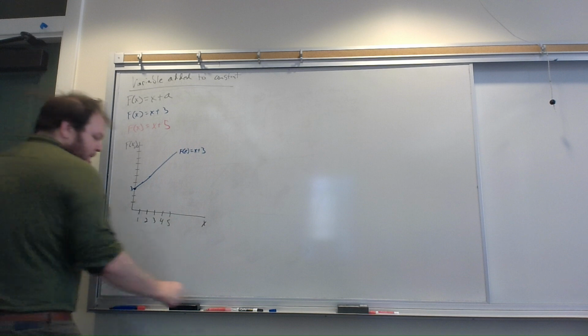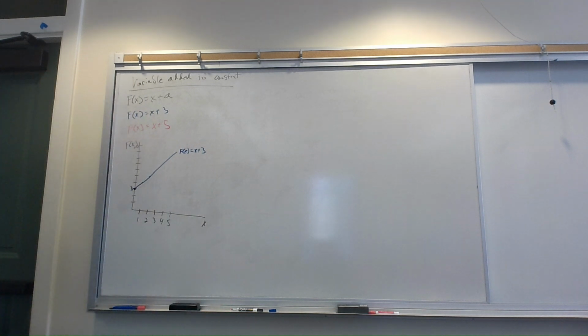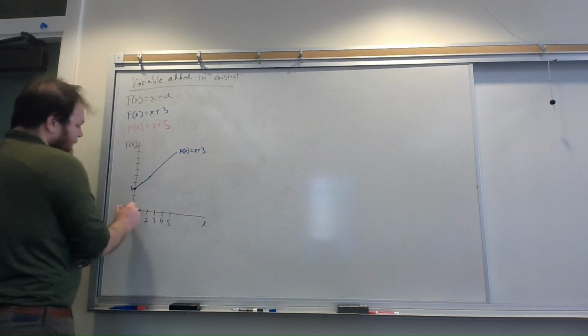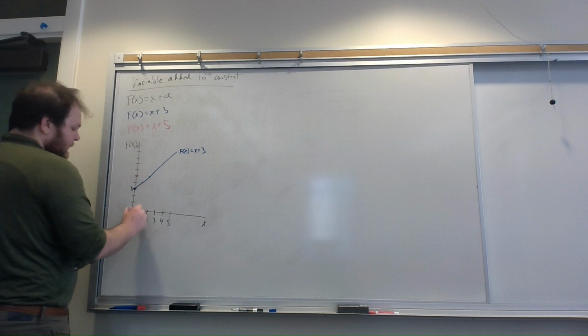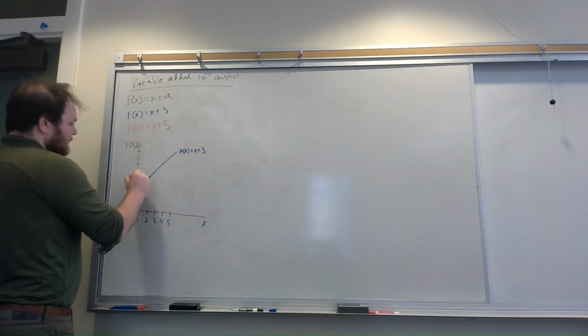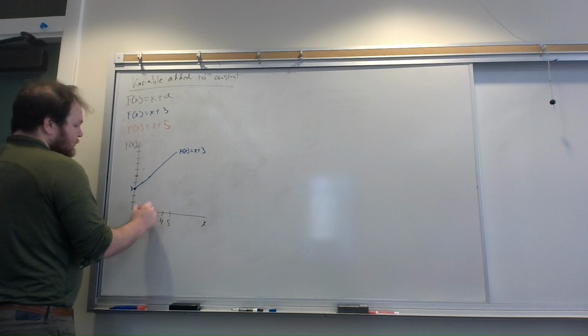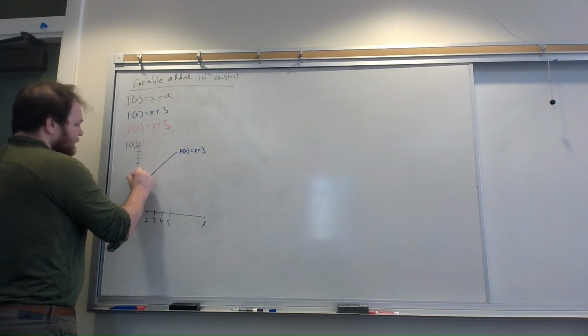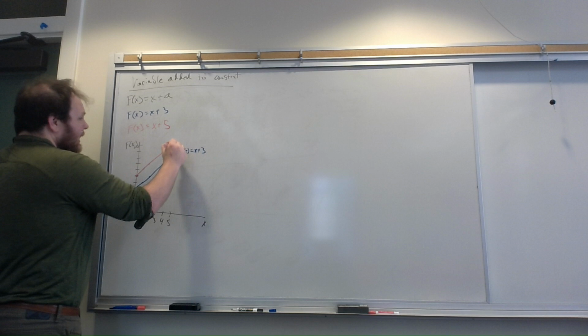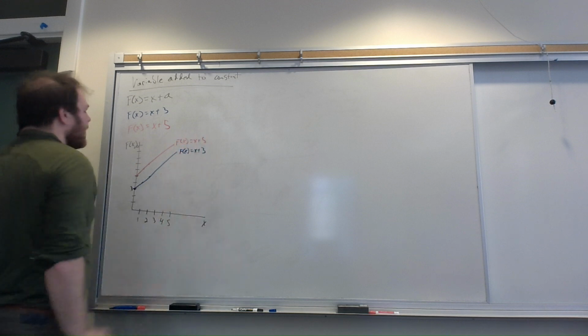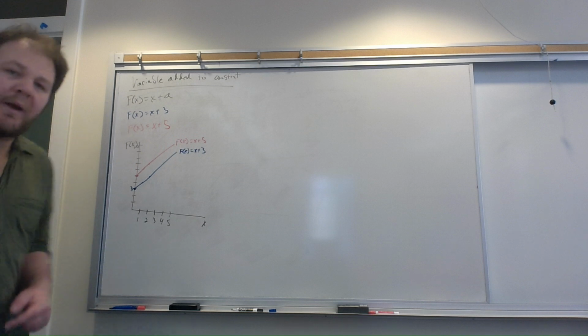Good? Okay. How about x plus 5? Well, when x is 0, f of x is going to be 5. When x is 1, f of x is going to be 6. When x is 2, f of x is going to be 7. Yada, yada, yada, right? F of x equals x plus 5. Okay, great.